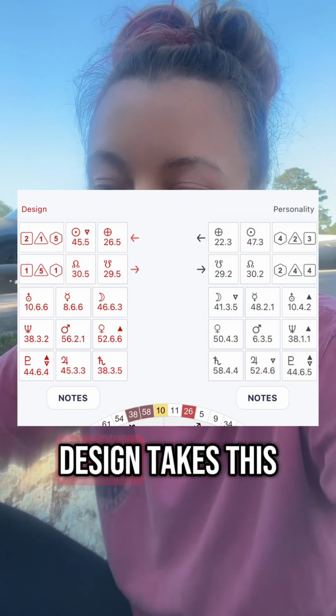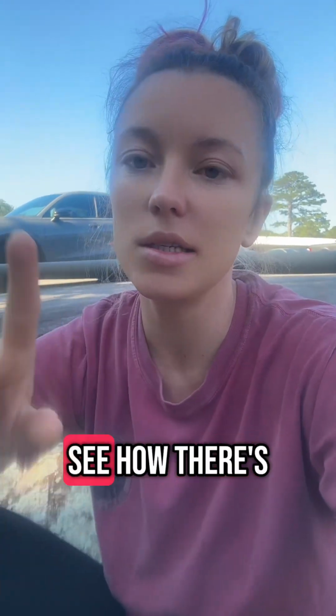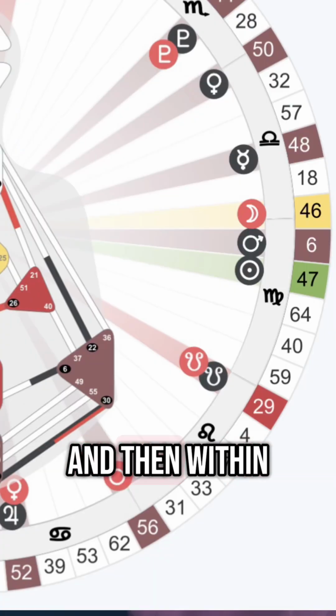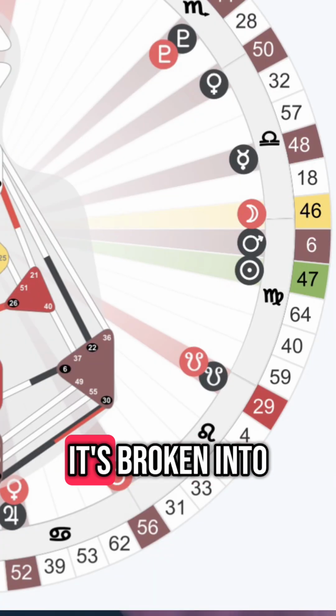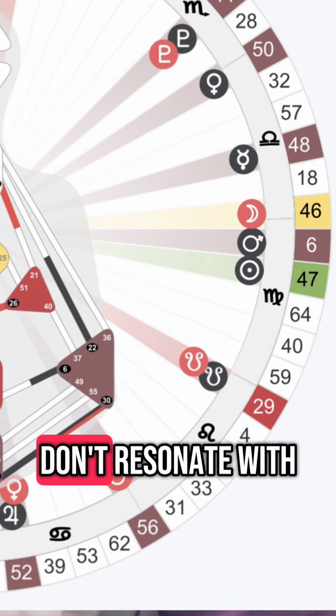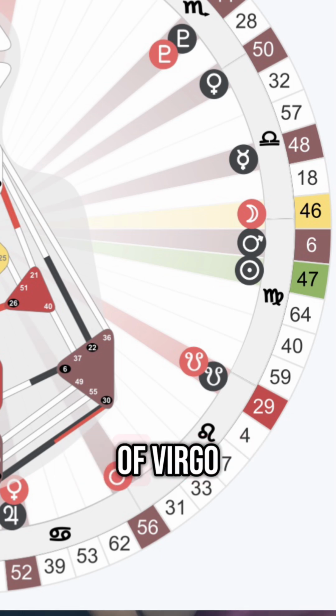And so human design takes this massive concept and breaks it into these smaller pieces, where you can see how there's Virgo around this mandala, and then within the Virgo gates it's broken into smaller pieces. So if you are a Virgo sun and you don't resonate with all of the stuff in Virgo, maybe you don't have that aspect of Virgo.